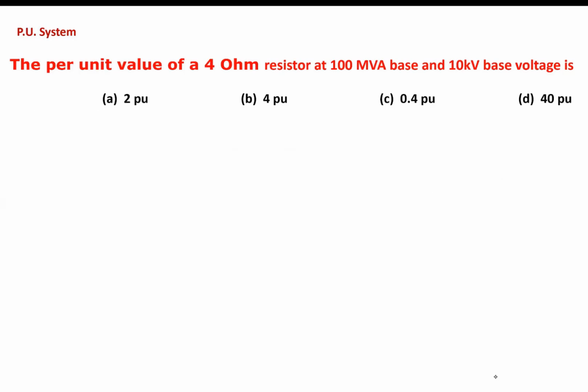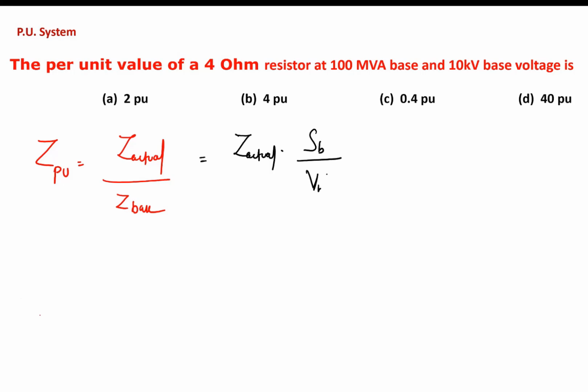Let us try to solve this question. He's asking the per unit value of a 4 ohm resistor at 100 MVA base and 10 kV base voltage. So he wants you to calculate the per unit impedance of the 4 ohm resistor. So what is the formula? Z per unit is equal to Z actual divided by Z base. So that is Z actual into S base divided by VB square.